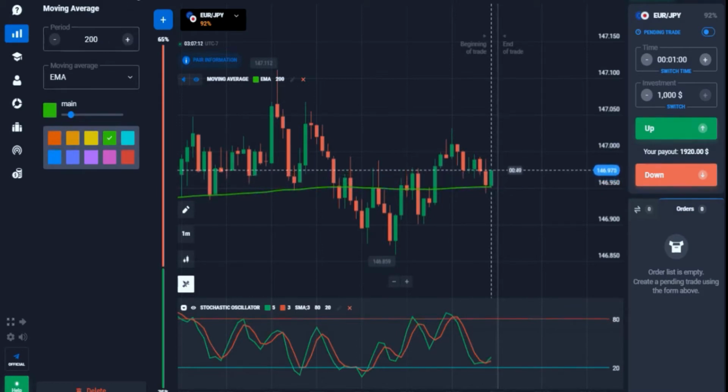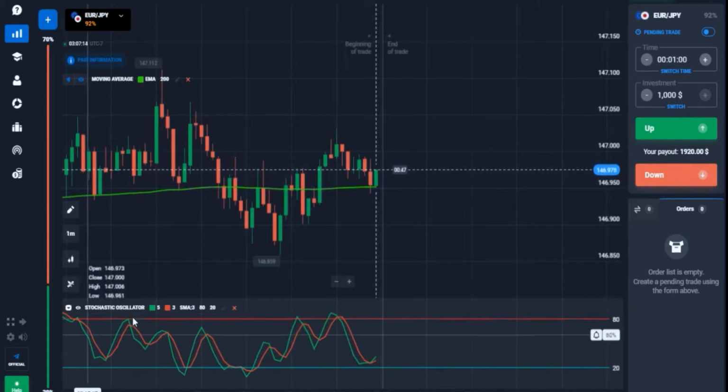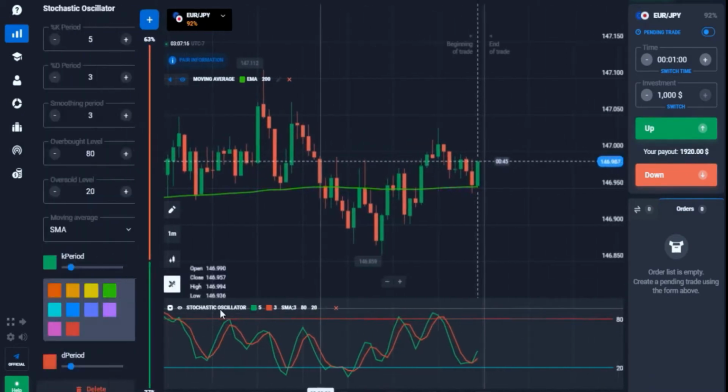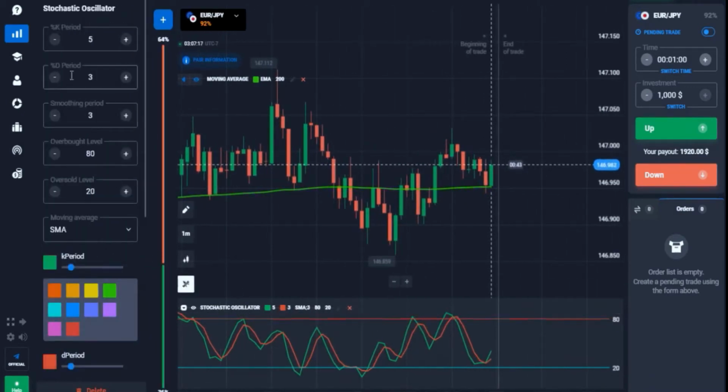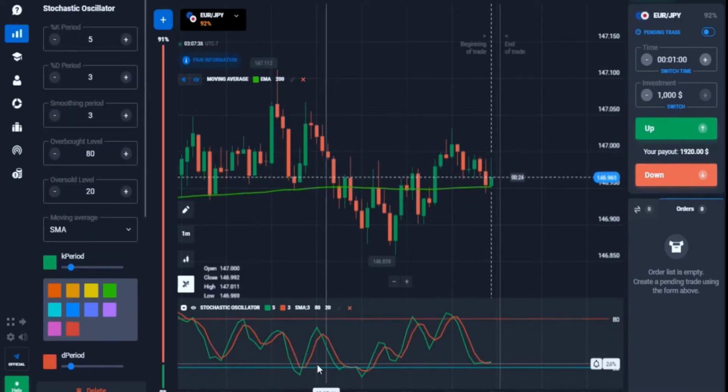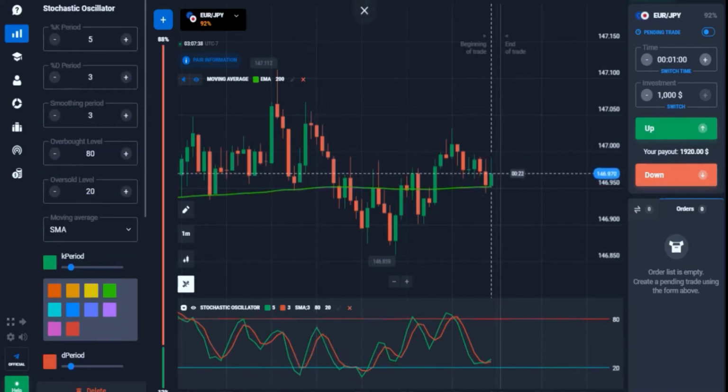The second indicator is the stochastic oscillator, and over here this is the setting. On the period I use 5, the %K period is 3, and the smoothing is 3 as well. The overbought level I use 80, and the oversold I use 20, and SMA as well. I also thicken all the lines so that I can see them clearly. That's pretty much all I do here. When you're done, you hit save.